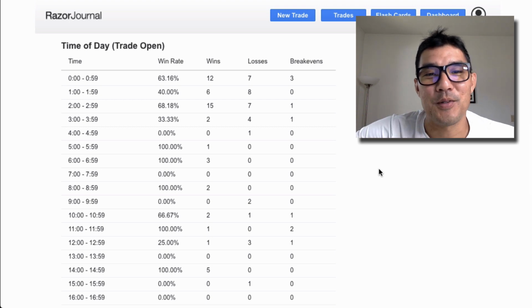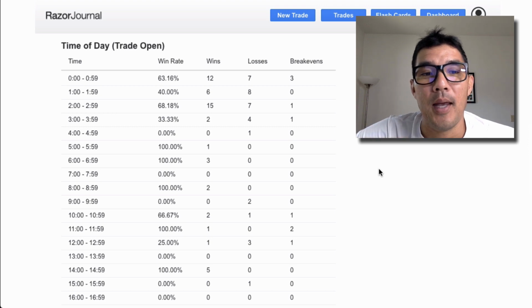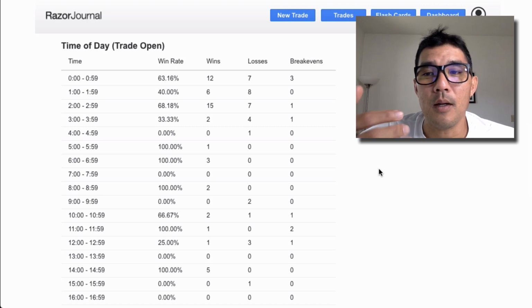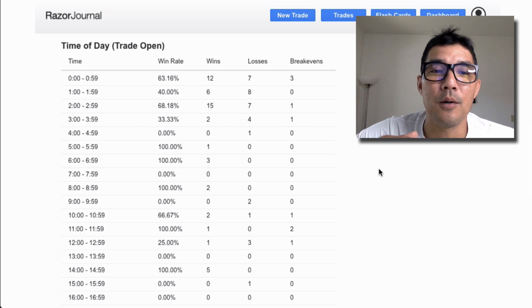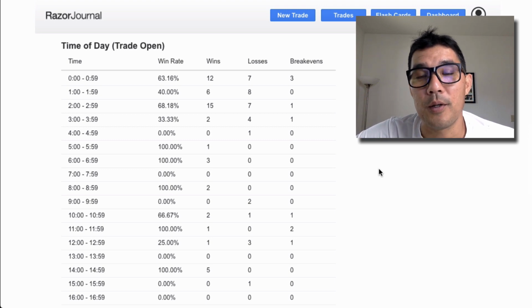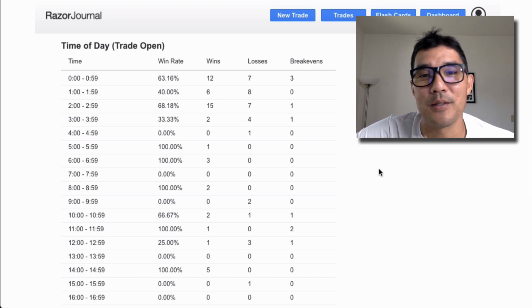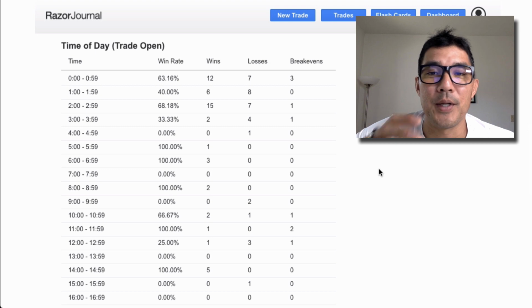Figure out when you're entering the trades, at what time. You can just download this from your broker. You can enter it manually into your trading journal, and you can use something like Excel or Razor Journal to go through this analysis, compile your wins, losses, and break evens according to the hour, or you could even break it down by like 15-minute or 10-minute periods if you are a scalper or something like that. But whatever works for you, do that. And just be sure to track not only your wins and losses, but your break evens.